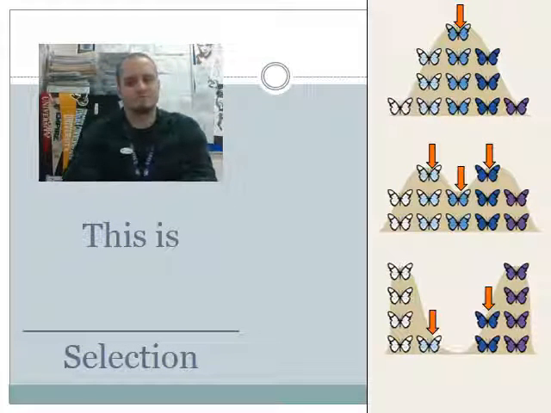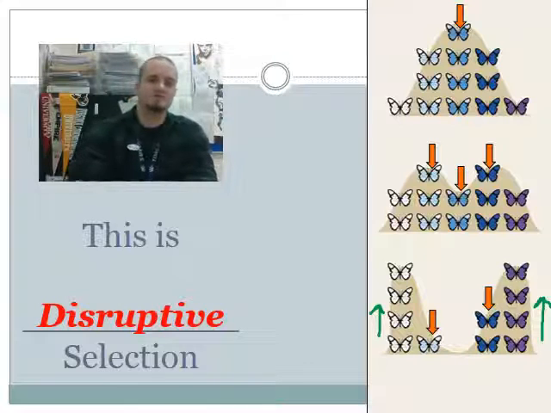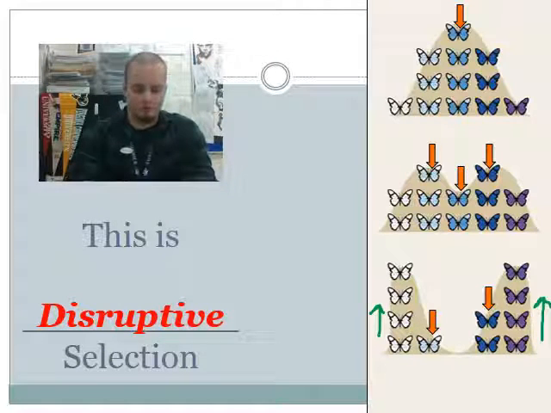How about this one? Over time, the light blue seems to be decreasing, but the white and the purple have increased exponentially here. That would be our disruptive or extreme.